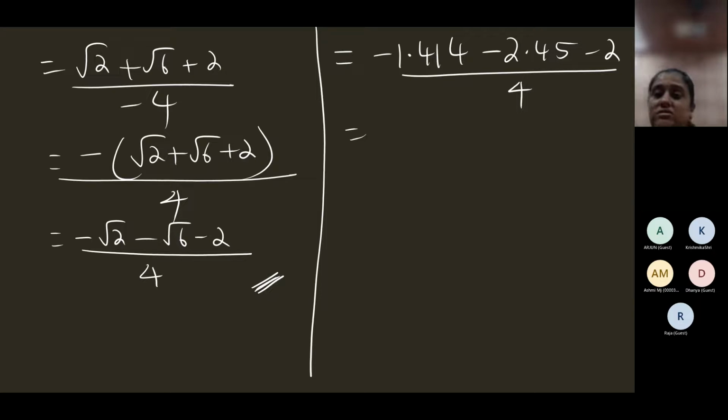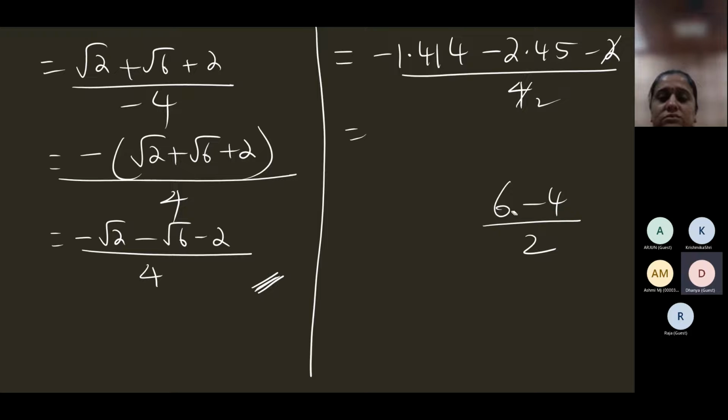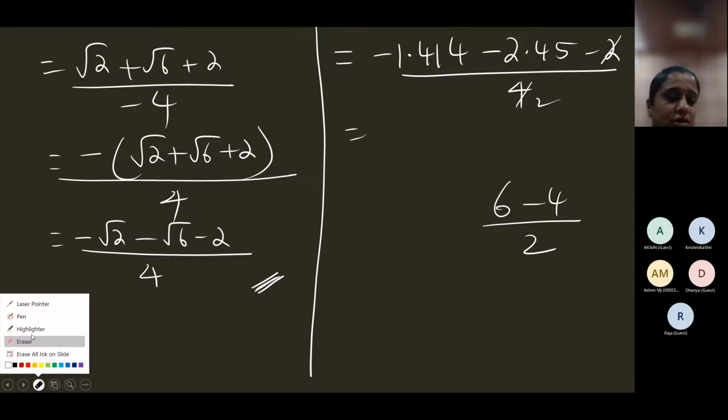Children, you cannot cancel this. Don't cancel like 2 1s are 2, 2 2s are. You cannot do that, because when there is a plus or a minus sign between the numbers, you cannot cancel. For example, if you have 6 minus 4 by 2, what is the answer? 1, ma'am. Because 6 minus 4 is 2, 2 by 2 is 1.